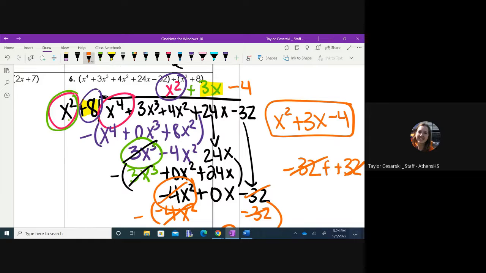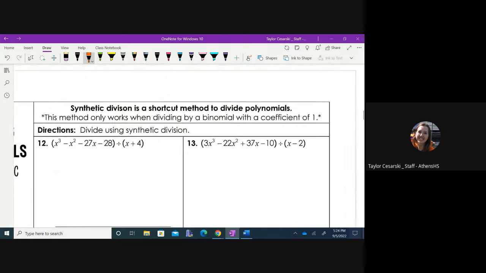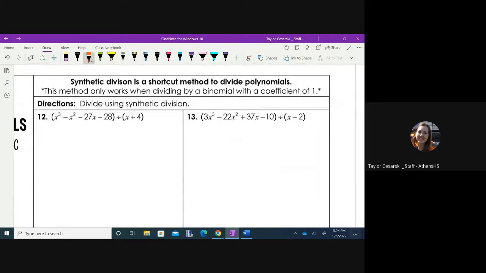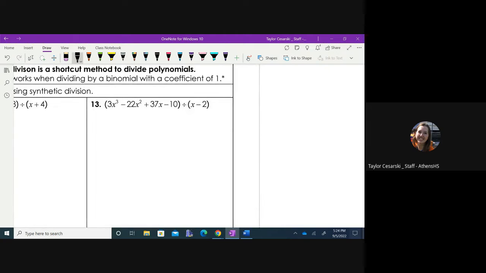All right, so like I said, you do need to know how to do long division for a problem like number 6, but sometimes synthetic division will be a lot faster. Okay, so I'm just going to go down the right side again. This time we're going to do synthetic division. You do not have to know how to do synthetic division if you can do long division, but it might be a quicker way to do it.